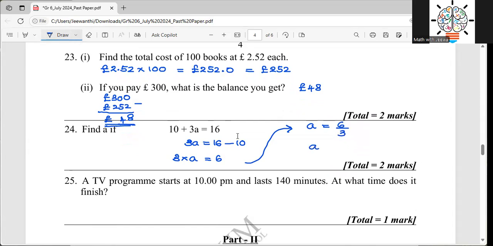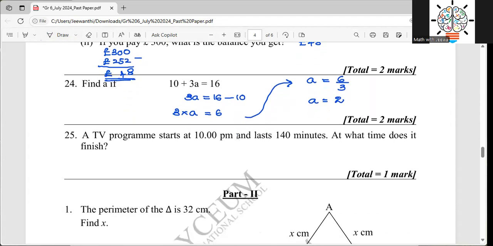So then the A will be equal to 2. This is how you want to solve it. Right? And then the question number 25. A TV program starts at 10 p.m. and lasts 140 minutes. At what time does it finish?